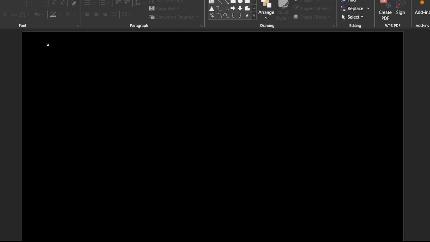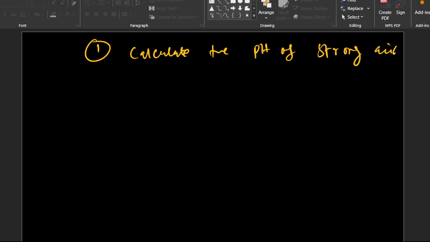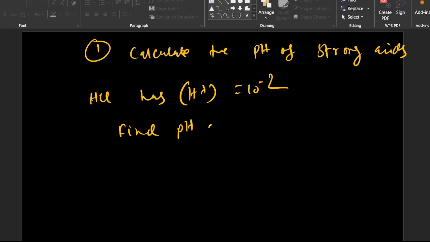So we have studied how to calculate the pH of strong acids. Suppose HCl has an H plus concentration equal to 10 raised to minus 2. Then find the pH of the solution.